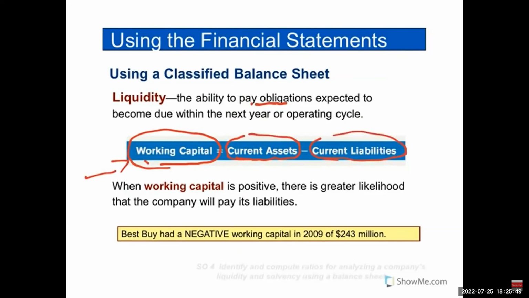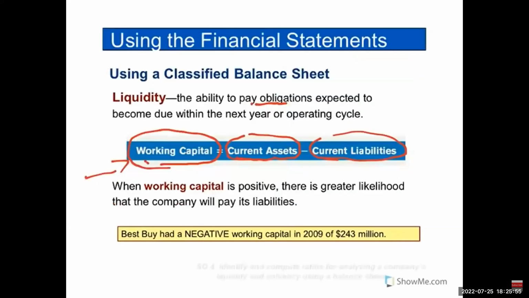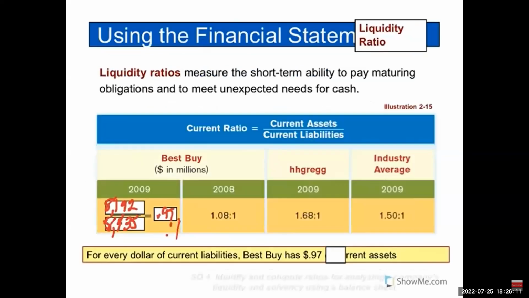And as I showed you in the previous screen, there is no excess. There is a deficit. When the working capital is positive, there's a good likelihood to pay a debt, but Best Buy has a negative working capital of 243. That is, the liabilities are $243 million more than the current assets, and this is very serious.